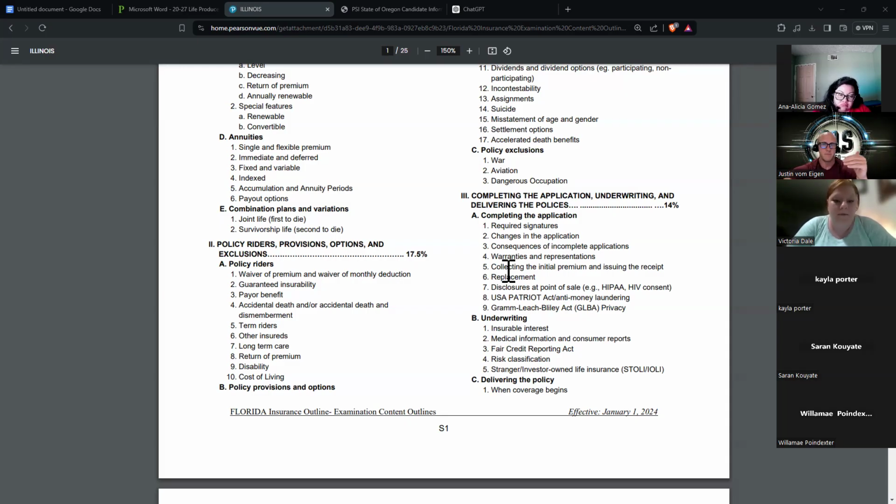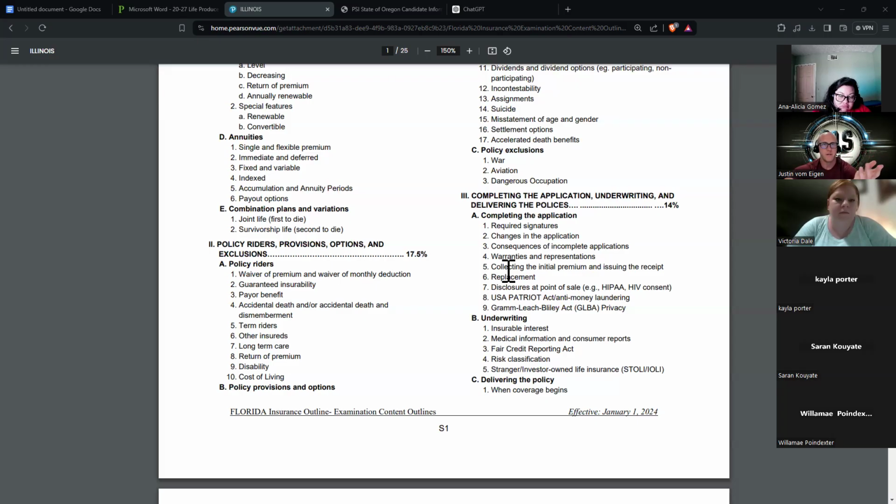So that's why it's important to collect the premium right there with the application. Also, typically insurance companies, the way that they pay their commissions, you get more upfront, or sometimes you don't get paid until the client pays. Right. So that's how collecting the initial premium and issuing the receipt work.